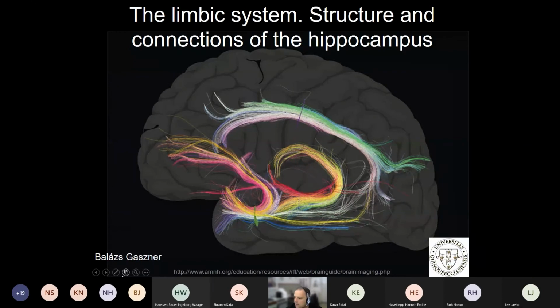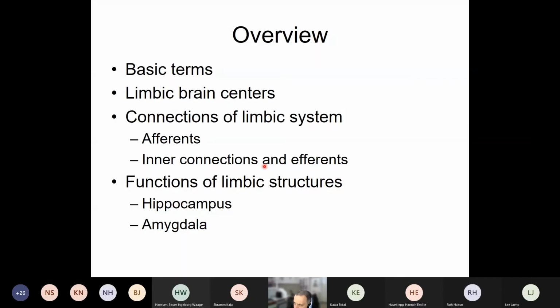Welcome this morning to the neuroanatomy lecture. Today I have to introduce to you a field of neuroscience which is not really neuroanatomy, and also not really neurohistology, so it's somewhere in between. But there is a topic about this in the list of exam questions, and therefore we have to say something about it. The limbic system and the structure of the hippocampus are to be discussed today.